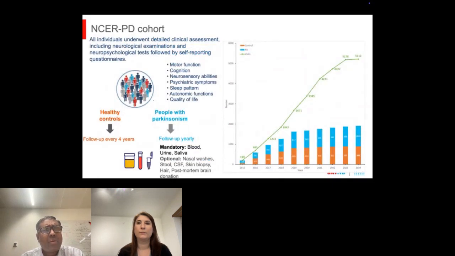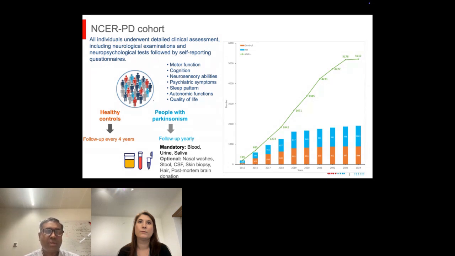All individuals in this cohort go through clinical assessment, including both neurological examinations as well as neuropsychological tests like MoCA, MMSE, and so on, followed by self-reporting questionnaires. Here we are capturing motor functions, the questionnaires and batteries, cognition, neurosensory abilities, psychiatric symptoms, sleep patterns, quality of life, and so on. The healthy controls are followed every 4 years, and the people with Parkinsonism are followed every year.